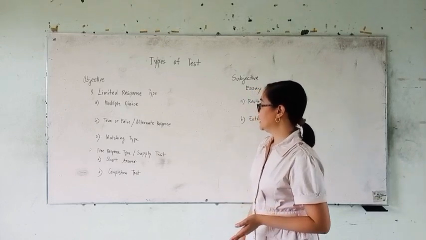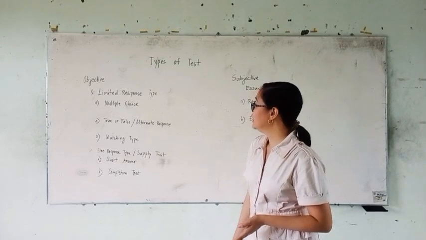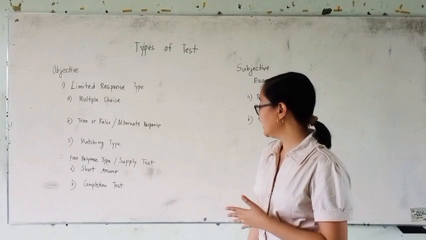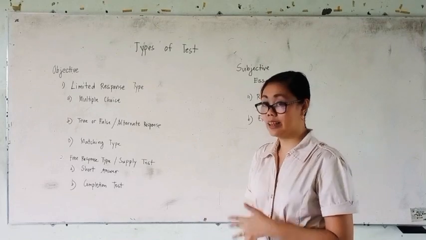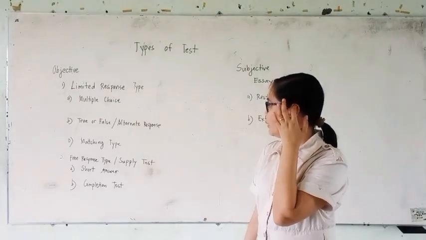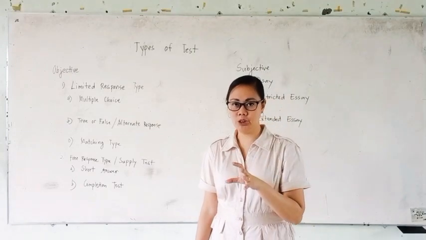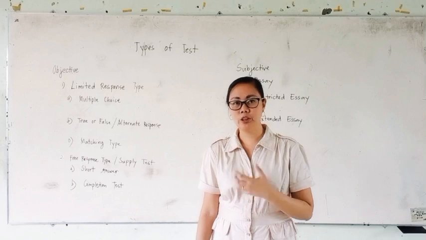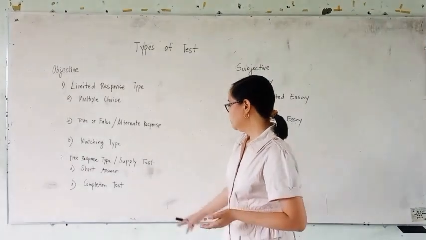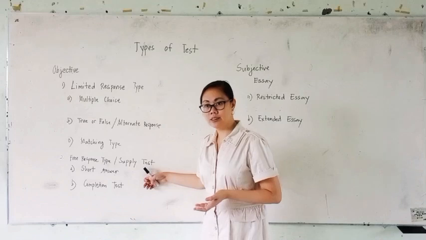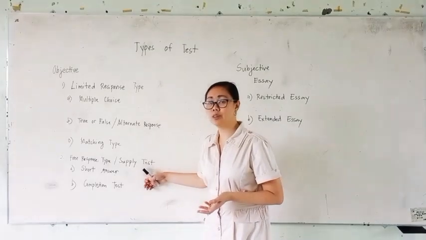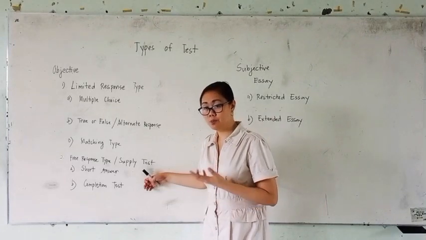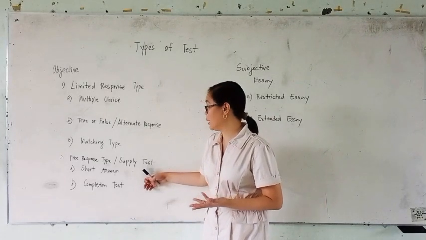Under the objective test items, we have the first one, the limited response. Next is the free response type or the supply test. Under the limited response, it is very much structured that you are only given options as to the response that you are going to give. While the free response type or the supply test is also structured, but in terms of your response, you are given the opportunity in the way you will respond to it.